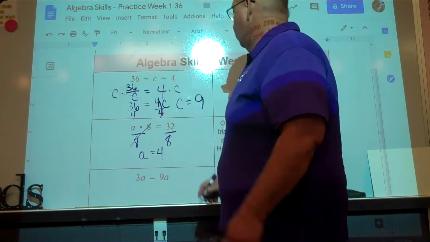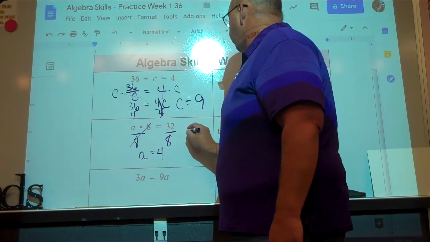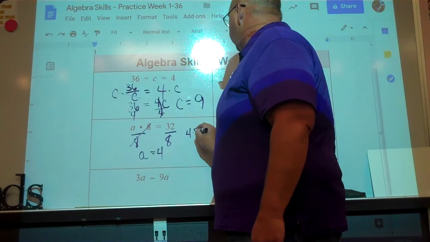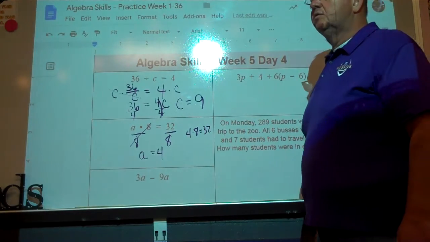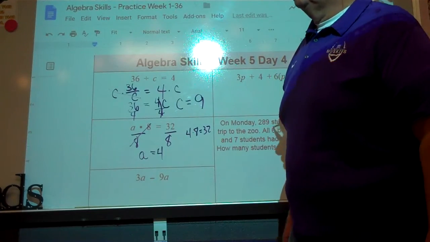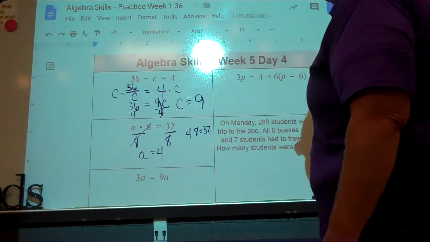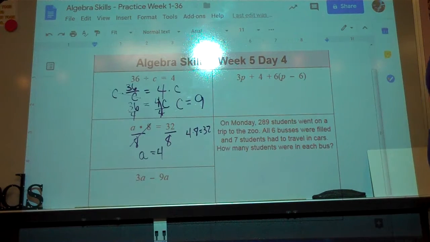If we go back and check ourselves, if we put 4 in for A, does 4 times 8 equal 32? Yeah, it does. So then we know we're right. We know we got it correct. Okay. Third one. 3A minus 9A.